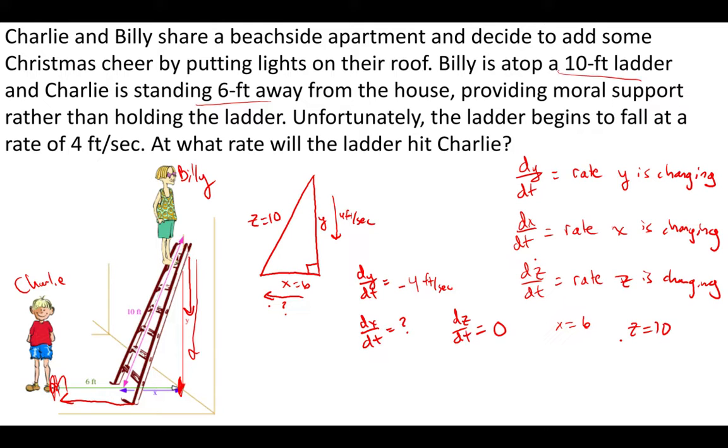So let's use Pythagorean theorem. It will be 6 squared plus y squared equals z squared. So that's 10 squared. And we're just going to solve for y. So we get y squared equals 100 minus 36 and the square root of that. So y is the square root of 64, which is 8. So now we know that as well. Y is 8.